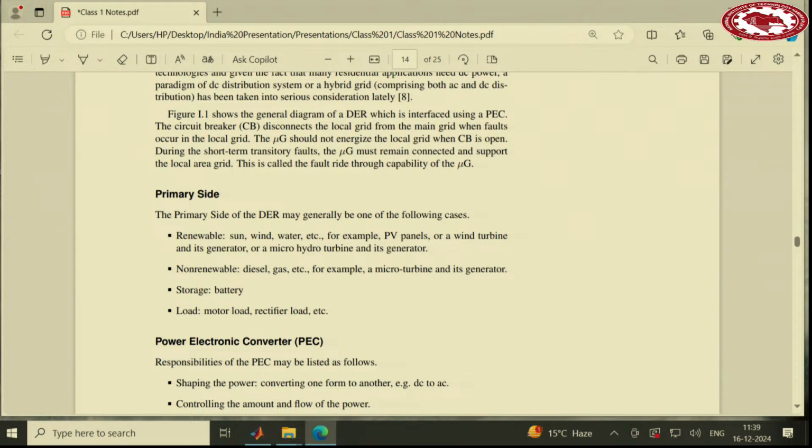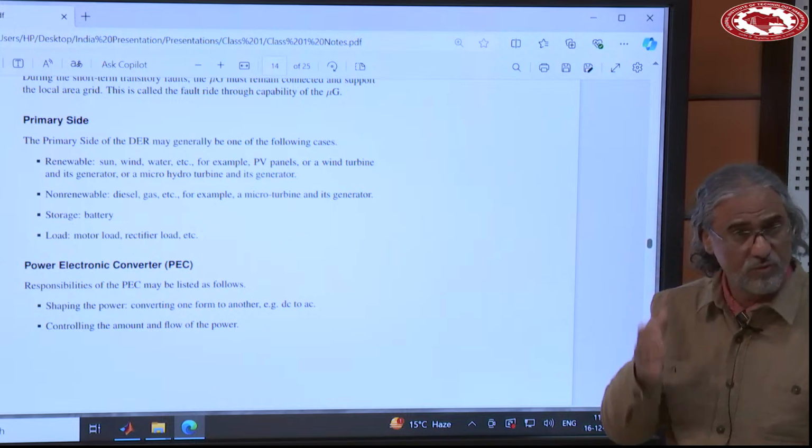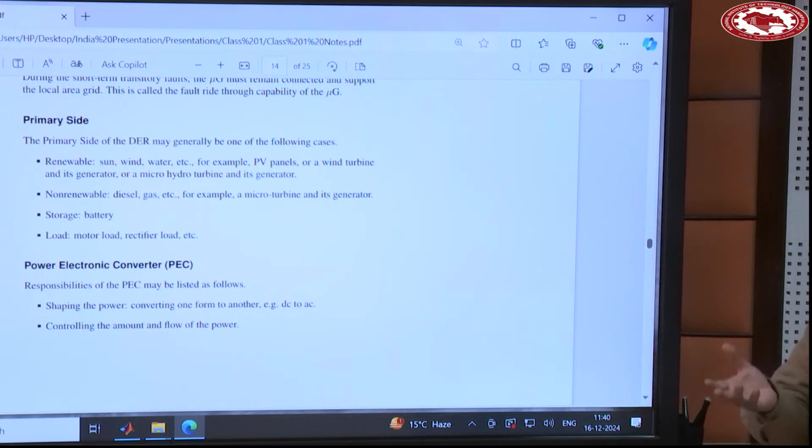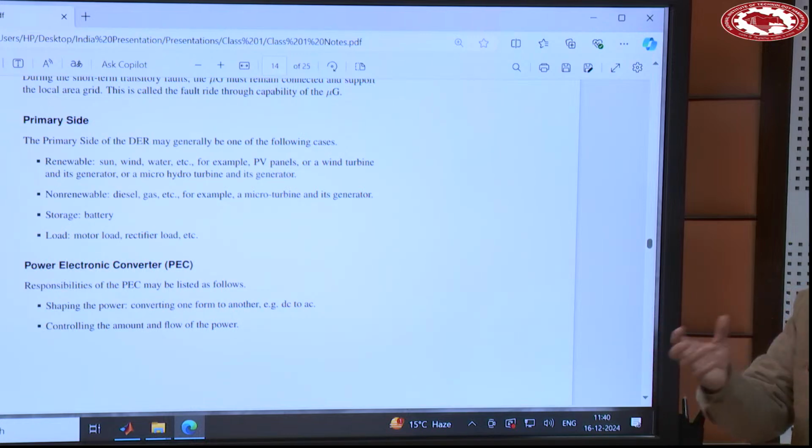It's all right. Sometimes the first few lectures will be a little slow just to get into the flow, but we continue. So, primary side, we talked about that. It could be any type of energy resource. By the way, when we say distributed energy resource, it's not necessarily a generator. It can even be a storage or a consumer. Technically, it is an entity that has controllable interaction with the power grid in terms of either generation or consumption or storage, which is both ways.